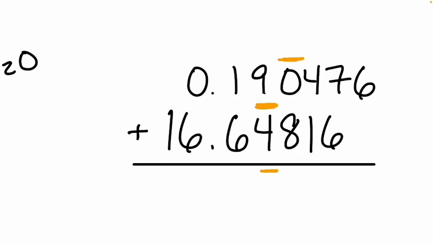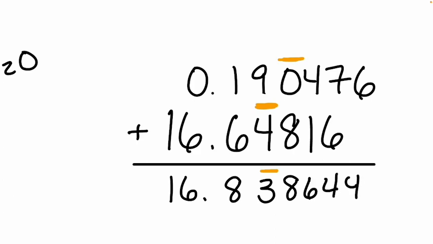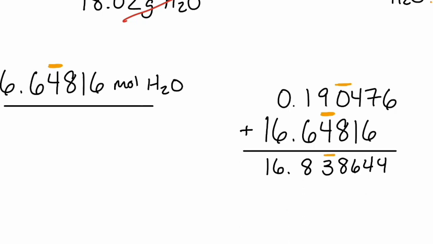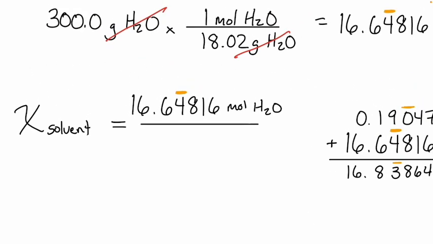One number has a sig fig at 3 decimals, the other at 2. I got to do whichever is fewer. So I'm going to pick the one in the second decimal place here. All right, punch that into my calculator. 16.838644, something like that. Okay. And so this is my total number of moles in my solution. All right. So I'm going to go ahead and take that top number divided by the bottom number, punch that into my calculator. I get 0.988688.